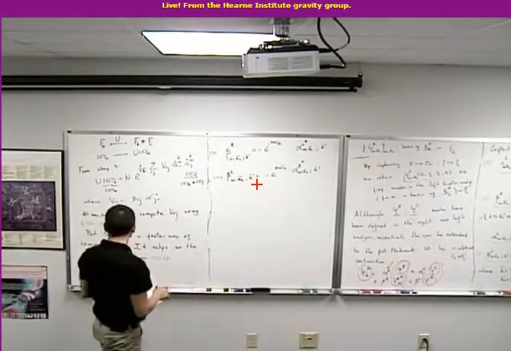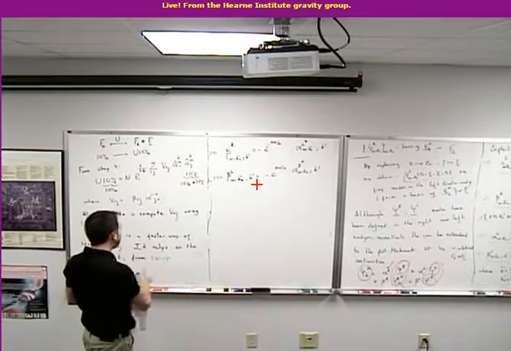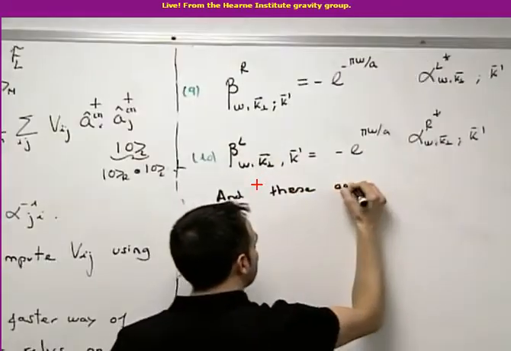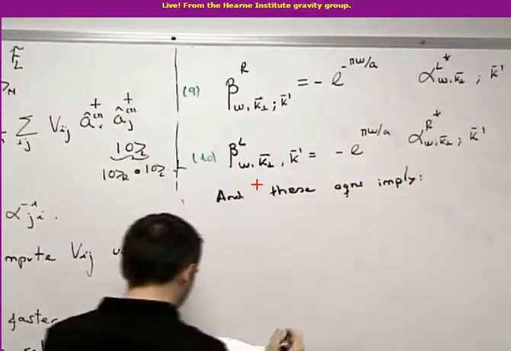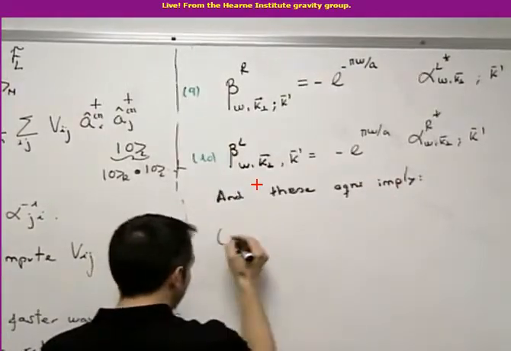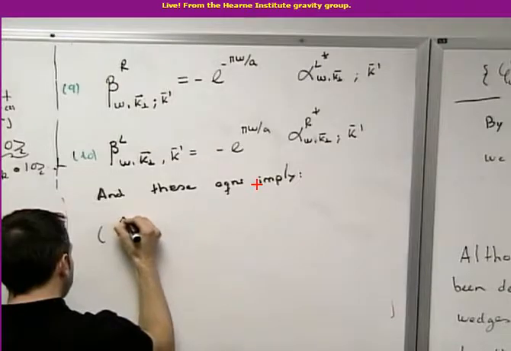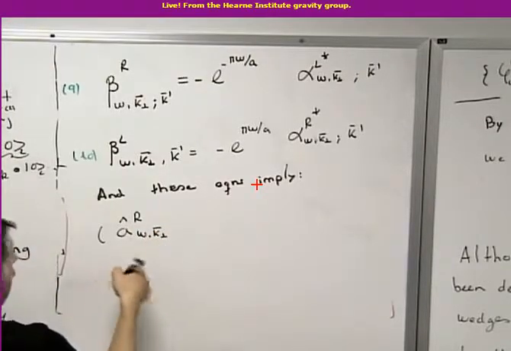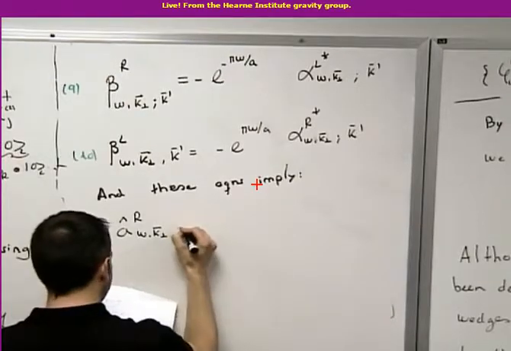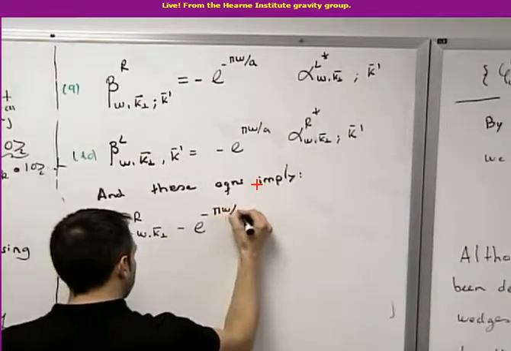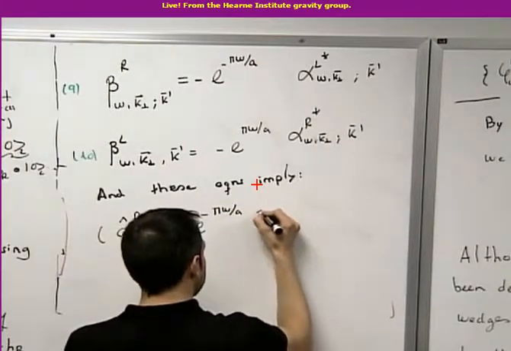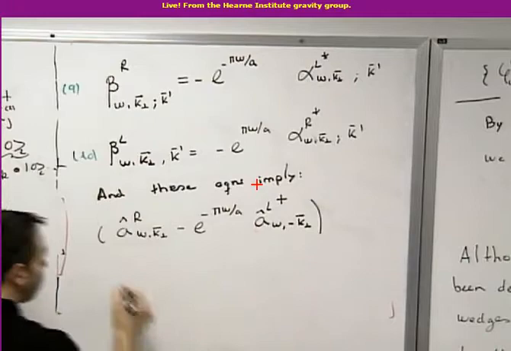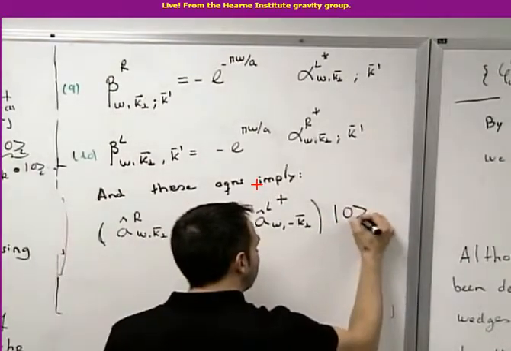So it relies on the fact that these equations imply the following relation. So from here, I obtain the following, and I will prove in a second how to move from here to here. So the annihilation operator of the right Rindler wedge for a quanta with frequency omega and transverse momentum k orthogonal, this combination acting on the Minkowski vacuum is equal to 0.